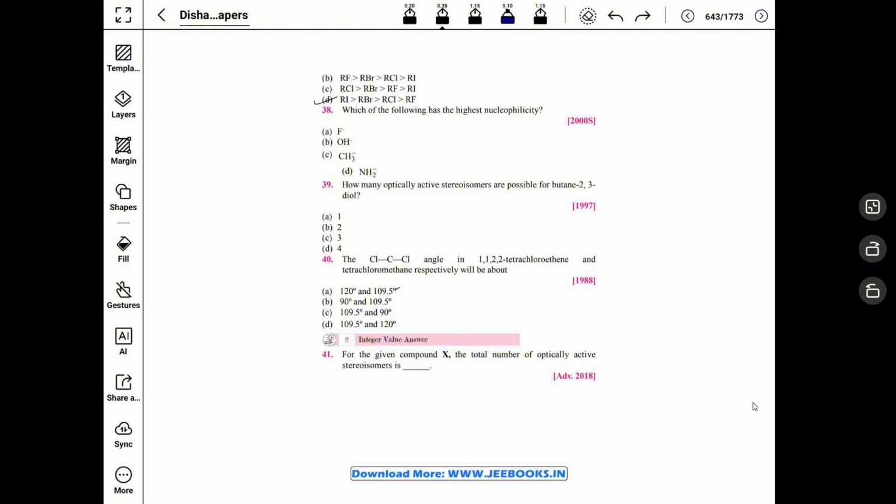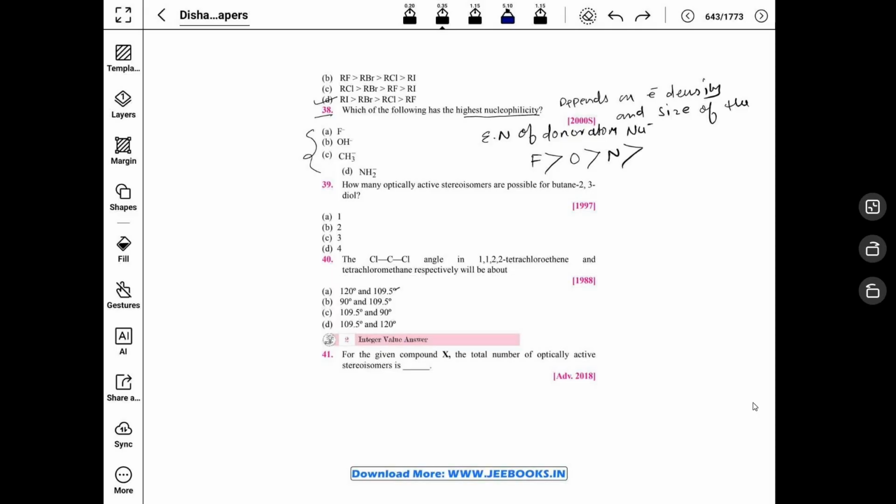Now, which of the following has the highest nucleophilicity? So nucleophilicity depends on electron density and size of the nucleophile. If the nucleophile is bulky, then its nucleophilicity will be lower. But here, the sizes are comparable, so what we have to see is the electronegativity of the donor atom. Chlorine is more electronegative than oxygen, oxygen is more electronegative than nitrogen, and nitrogen is more electronegative than carbon. Therefore, carbon will have more tendency to donate its electrons. So carbon will have the highest nucleophilicity, and the correct answer is C.